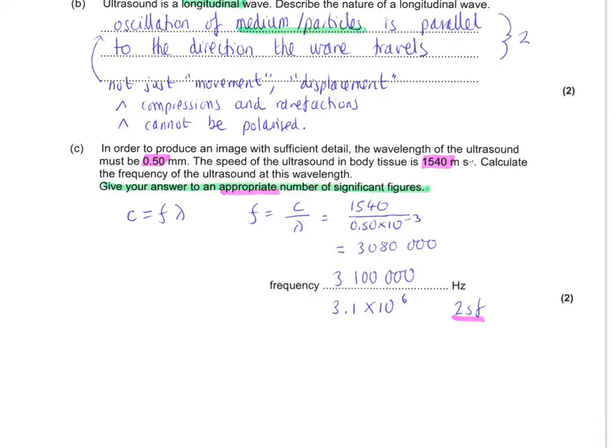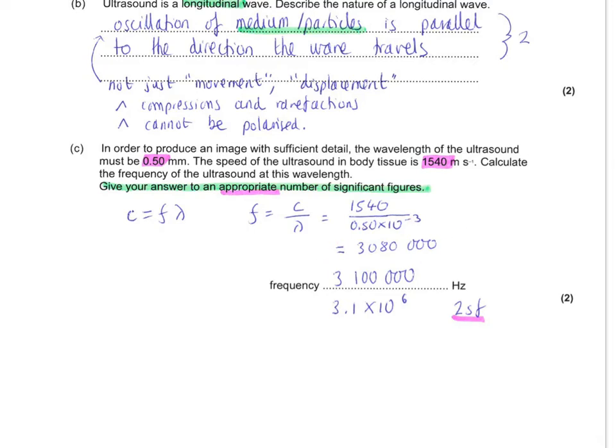In order to produce an image with sufficient detail, the wavelength of ultrasound must be 0.5 millimeters, 0.50 millimeters. The speed is 1540 meters per second. Calculate the frequency of the ultrasound of this wavelength and give your answer to an appropriate number of significant figures. Well, it's basically a c equals f lambda question, so f is c upon lambda, 1540 over 0.5 times 10 to the minus 3. We get that value.